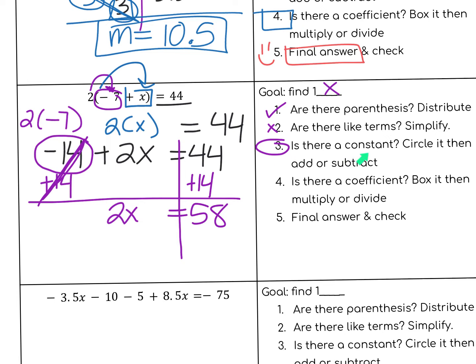I undid my constant. Now I have to figure out, is there a coefficient? Box it and then multiply or divide. The coefficient is the number that's still stuck with my variable. So in this case, it's a 2. 2x means 2 times x. So to undo that, I'm going to divide by 2 on both sides.